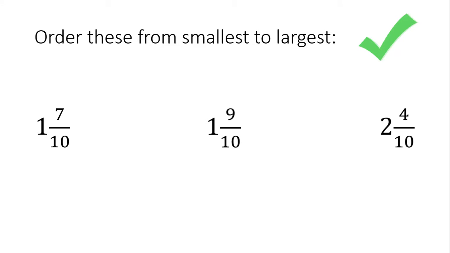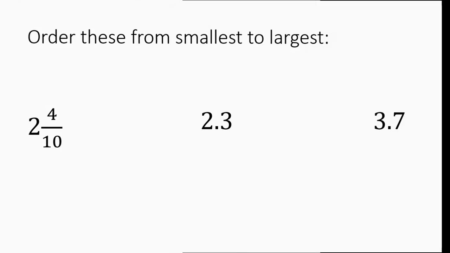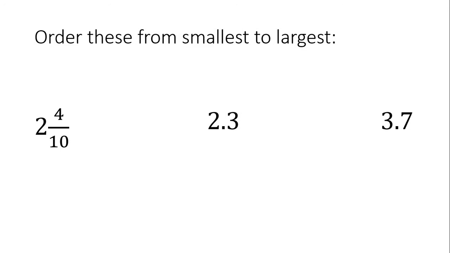That part's easy. What we don't know how to do yet is how to make the sort if there are some decimals and some fractions. Something like this, right? We have 2 and 4/10, 2.3, 3.7. How do I know how to arrange it from smallest to largest? Not quite as easy. One way that we could tackle this is to try and turn everything into mixed fractions.